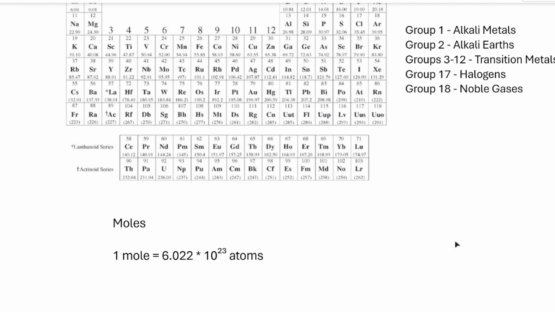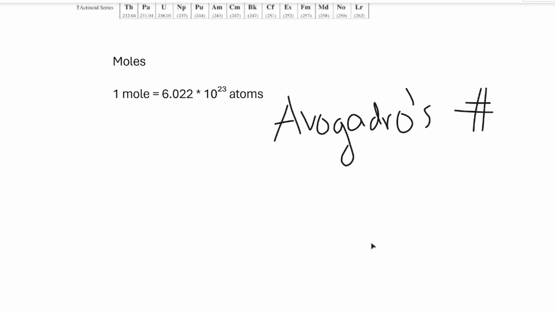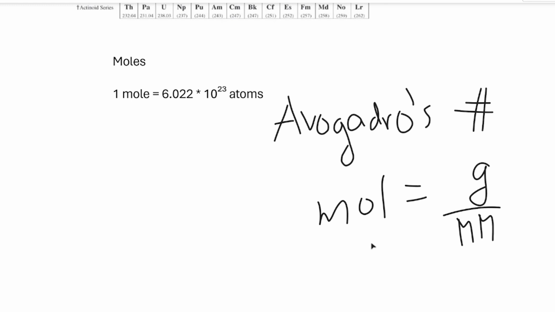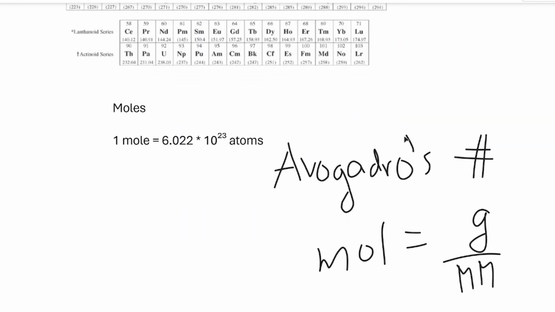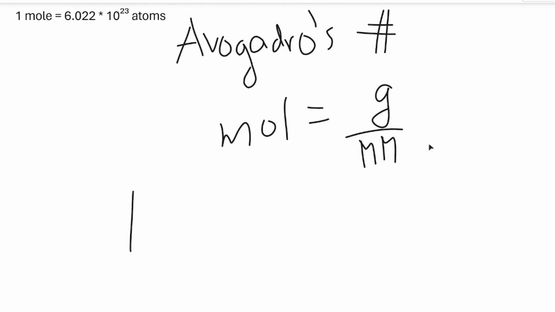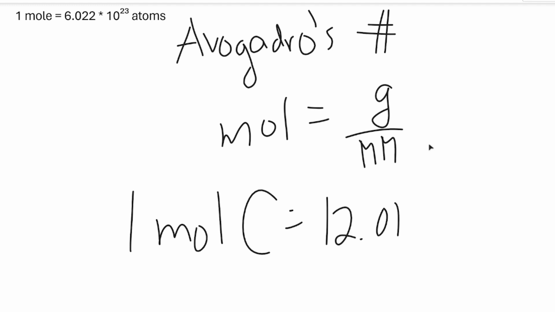Next, let's talk about moles. So a mole is just a quantity that represents 6.022 times 10 to the 23rd atoms. And yes, that number is important. It's known as Avogadro's number. We also talked about molar mass, which is why moles is equal to grams over molar mass. For example, carbon's molar mass of 12.01 means that there are 12.01 grams of carbon per mole. So 1 mole of carbon equals 12.01 grams.